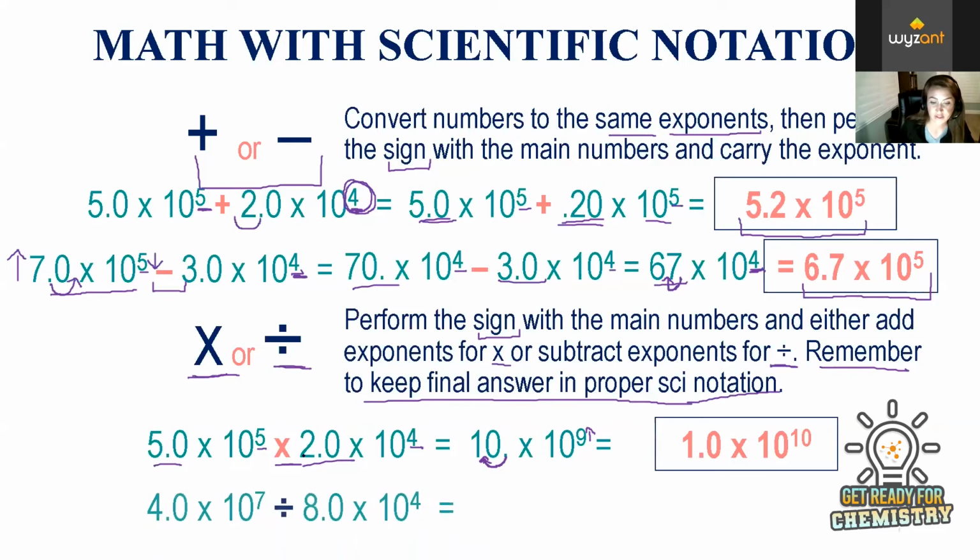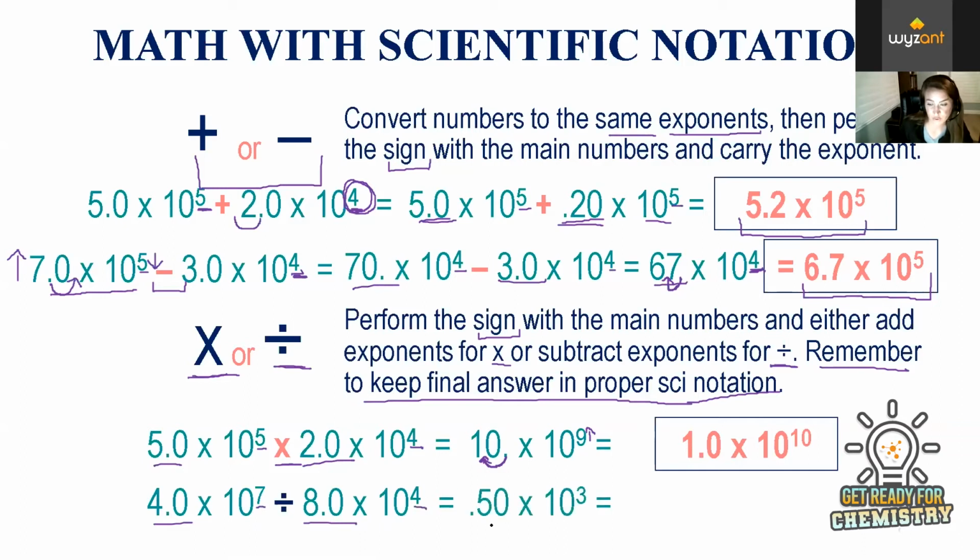And then division, same thing, but you're dividing and you're subtracting. So 4 divided by 8 would be 0.5, and then 7 minus 4. So 0.5 times 10 to the 3rd, and then we're just going to make this a 5, so I'm making this one larger, so I have to make this one smaller. So 5.0 times 10 to the second. So this looks really complicated, but it's not. Once you learn how to perform these signs in scientific notation, these questions become a little bit easier.